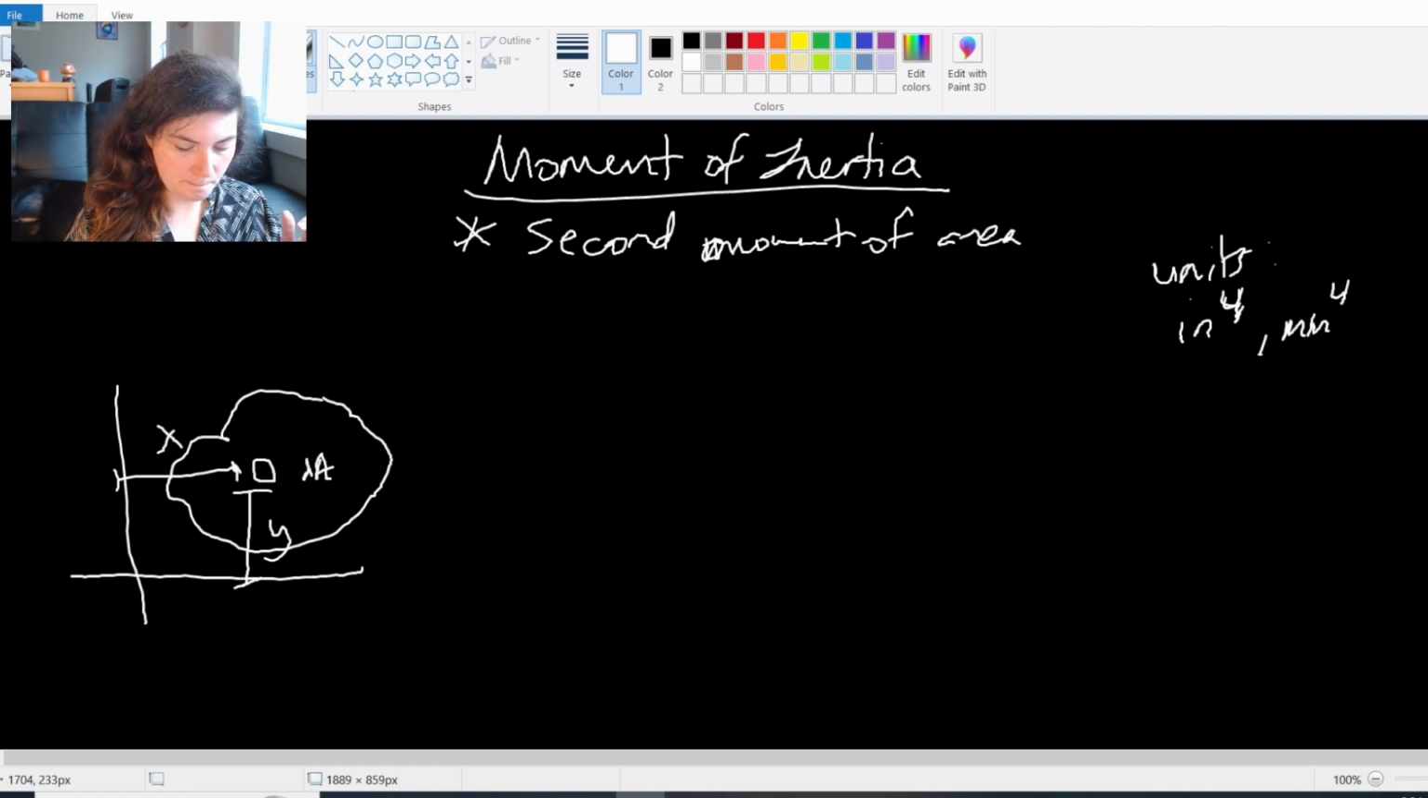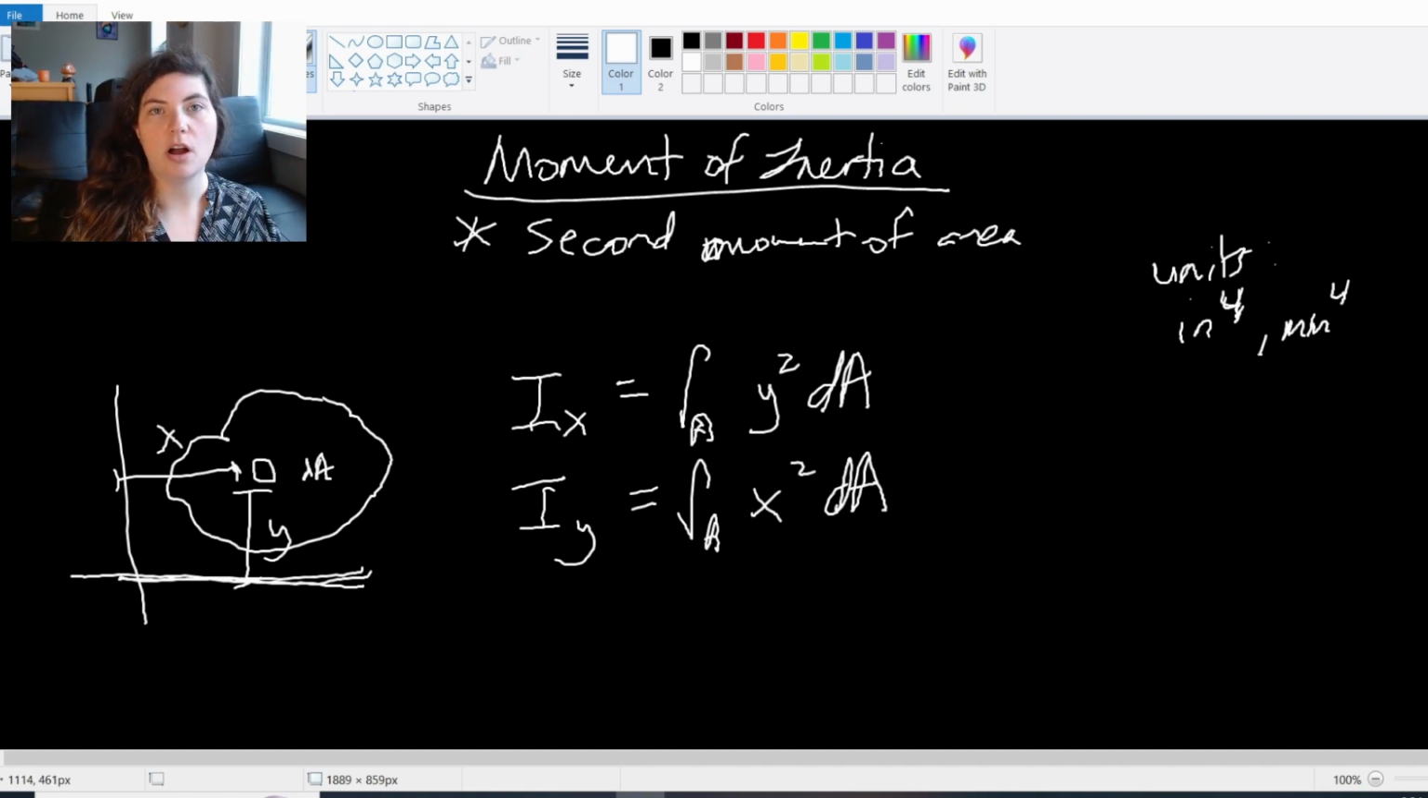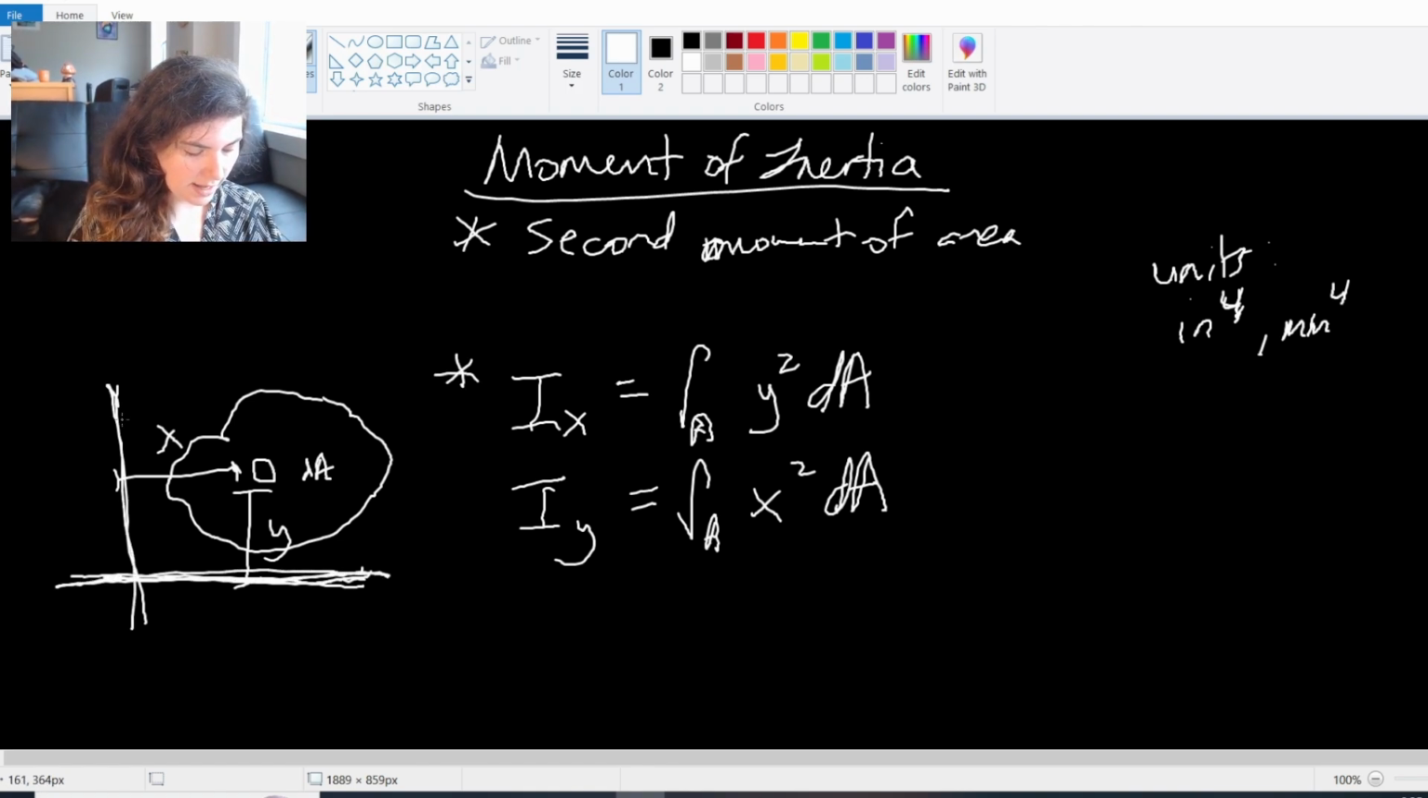So moment of inertia can be taken from the x or the y axis. If I want to take my moment of inertia about the x-axis, this is the I, the moment of inertia, and then the subscript x just tells you that it's about the x-axis, and we're integrating over the area of y squared dA. Or our moment of inertia about the y-axis is going to be the integral over the area of x squared dA. These are our basic integral equations. About the x-axis, we would use this one. About the y-axis, we would use this one.